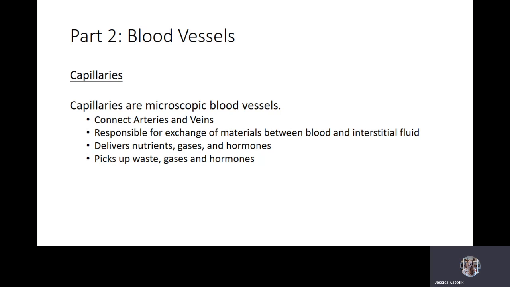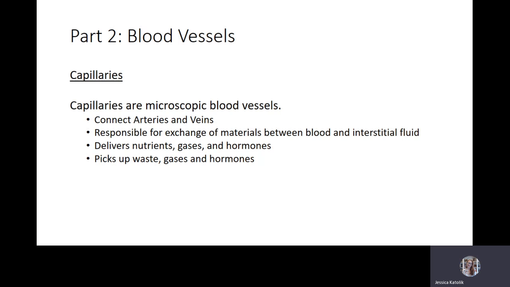So what do capillaries do? Capillaries are going to deliver nutrients, gases, hormones, other components to the tissues that need them. And it's going to pick up waste products, gases, and other hormones and take them to where they need to go and really get rid of those waste products.